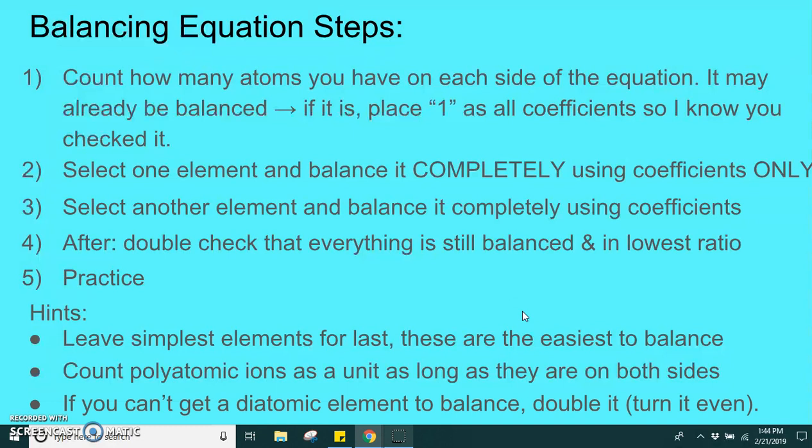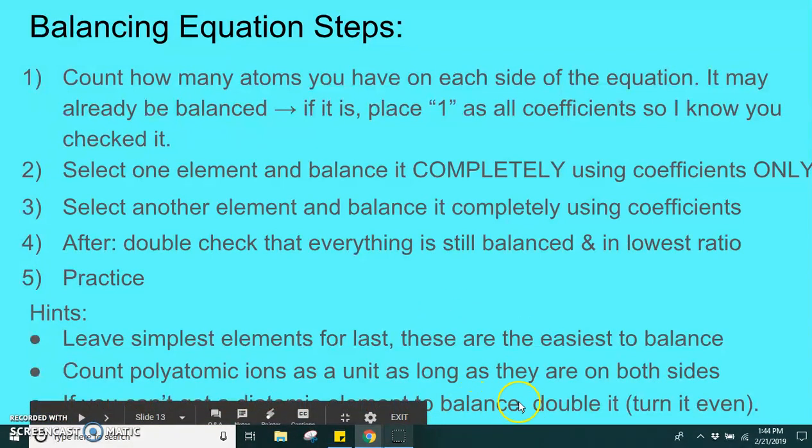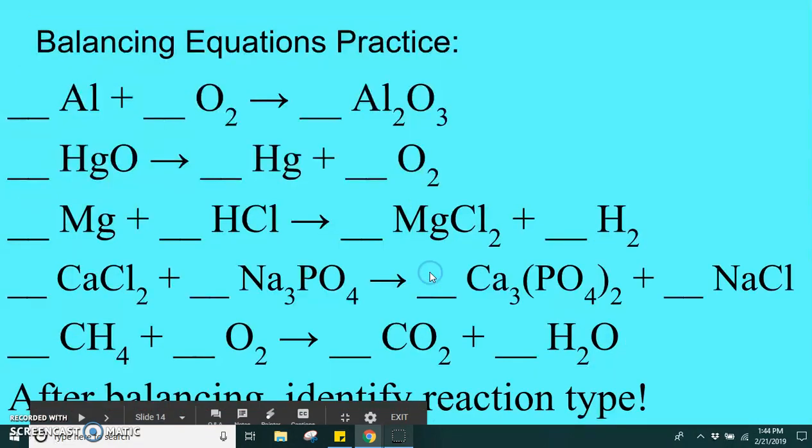And then another tip is if you can't get a diatomic element to balance, like if you're ending up with an uneven number, just double it. And if you double that, then double everything else. And that'll turn it even so that you can balance it. That's one of the things you have to do for all combustion reactions.